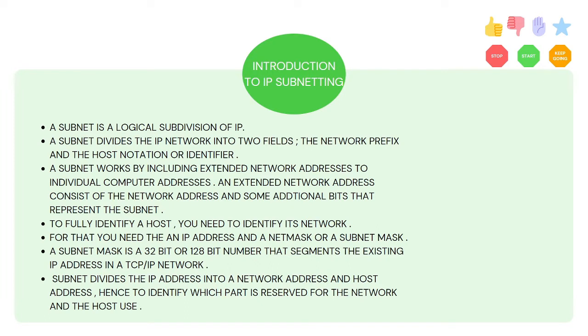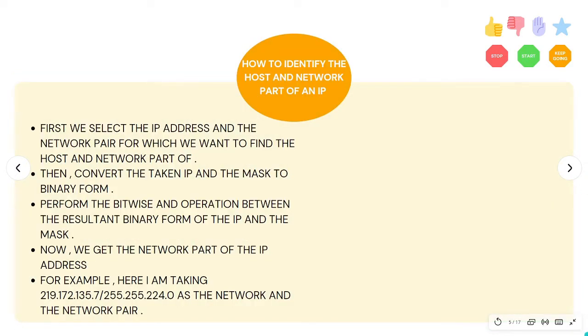So let's get on with the second topic of our agenda, that is how to identify the host and the network part of an IP. Here I have presented the steps that are essential for finding both the network and the host part. For the host part, we change the second step just a little bit. Here I have taken the example 219.172.135.7/255.255.224.0 as the IP/network mask.